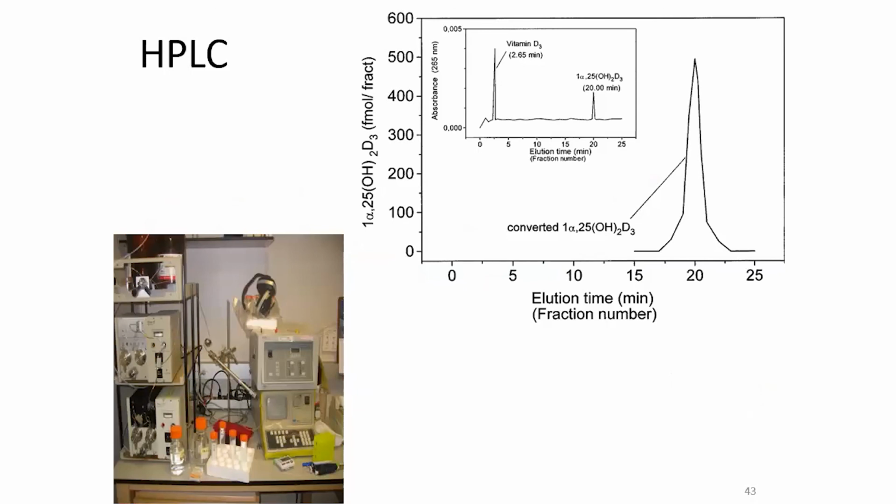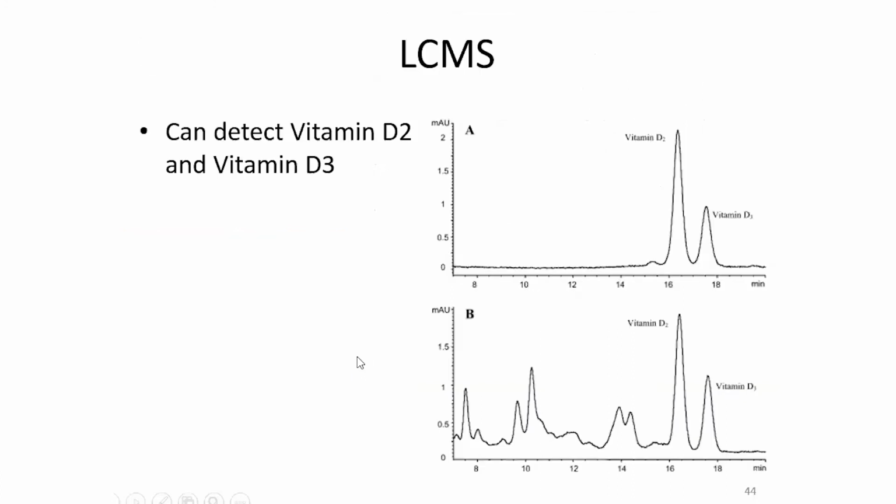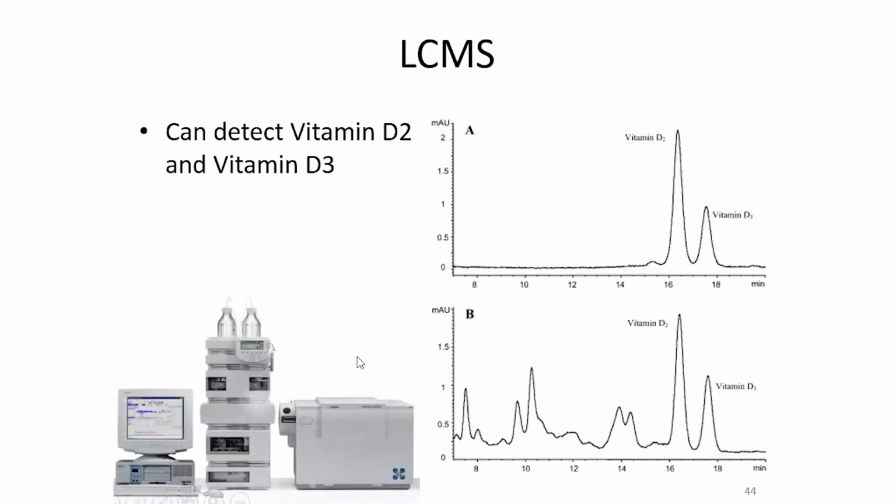Next is the HPLC. Nowadays, people are coining HPLC as the gold standard. You can see here the elution time, the peak of the elution time, right? That is giving rise to the value of that particular vitamin. Next is the LCMS, liquid chromatography and mass spectrometry. This can detect both vitamin D2 and D3 levels. I don't think the CLIA platform has D2 and D3.